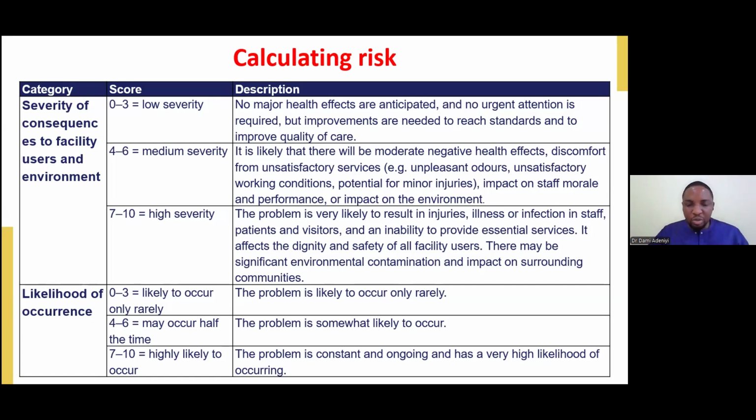But if the problem you have identified is likely to lead to major injuries or infection to patients, to staff, or even perhaps disability, then that is high severity. You score between 7 and 10. And then in the area of likelihood of occurrence, if a problem is likely to occur but only rarely, you score between 0 and 3. If a problem is somewhat likely to occur, between 4 and 6. If it is a constant, ongoing problem, or a problem that is very likely to occur, you score between 7 and 10.